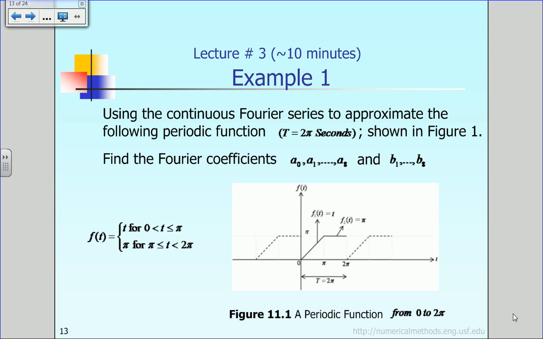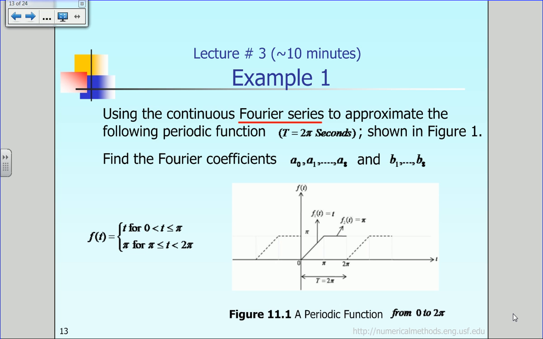Okay, let me start with lecture number 3. In particular, I would like to discuss an example of how to make use of the so-called Fourier series that we have already developed in lecture number 1 and lecture number 2, and how it applies for this particular example.